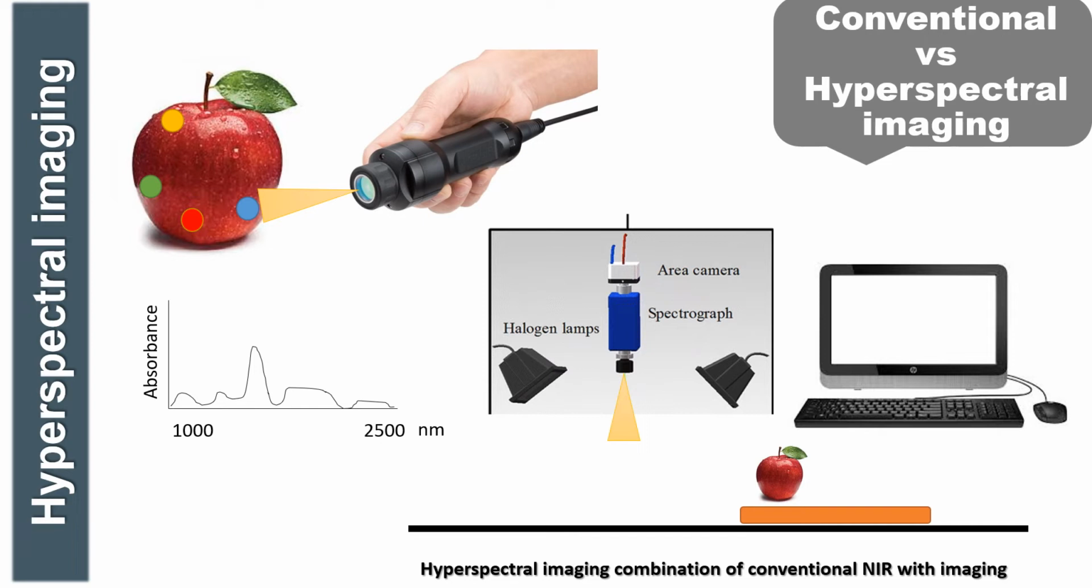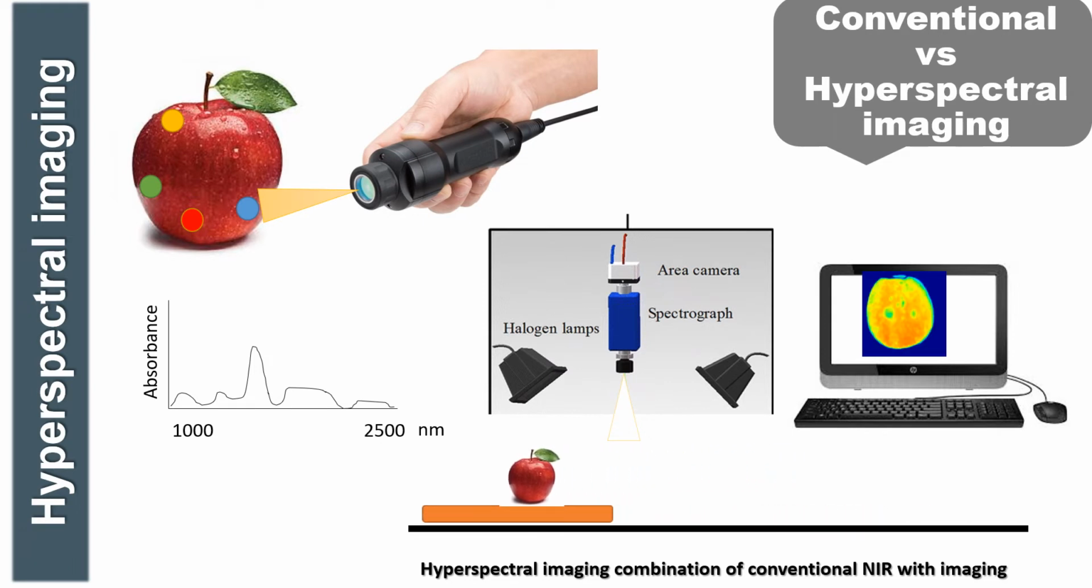In some instances, it may however be interesting to see how the chemicals are distributed within the sample. To achieve this, a hyperspectral imaging camera can be used. This involves placing the sample on a sample stage which moves the sample past the camera and captures an image of the sample.